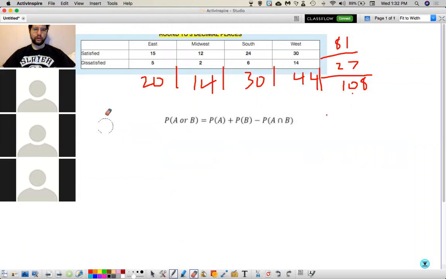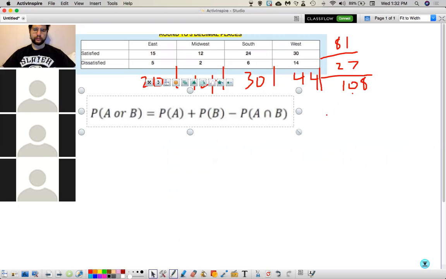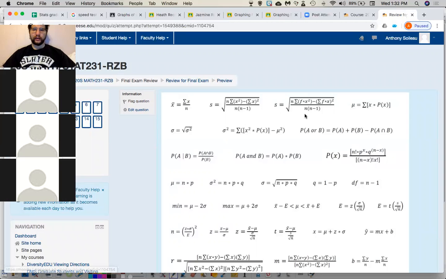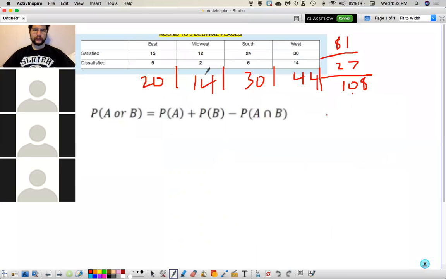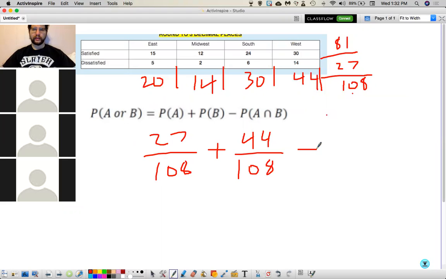So probability of A or B is equal to probability of A plus probability of B minus the probability of A and B. So that's exactly what we're going to do. Probability of dissatisfied or west. Dissatisfied, that was 27 people were dissatisfied out of the whole 108 people. Plus west, that was 44 out of the 108 people. Minus dissatisfied people from the west, there were 14 of those out of the 108 people.